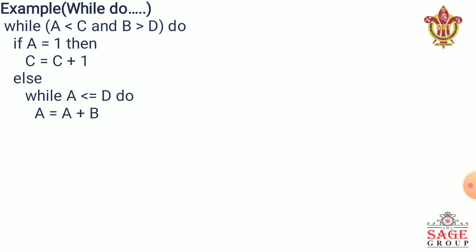For the while statement, we are given two conditions, while a less than b and b greater than d. Do it, if i equal to 1, then c is equal to c plus 1. So in this question, we have been given a while loop, and in the while we have also been given an if else condition, and in the else part we are also given another while loop.